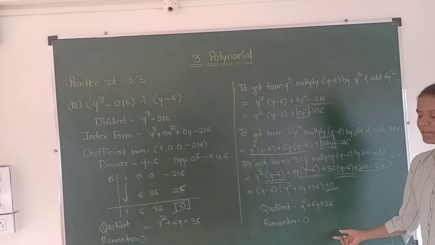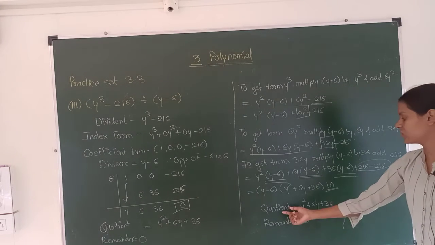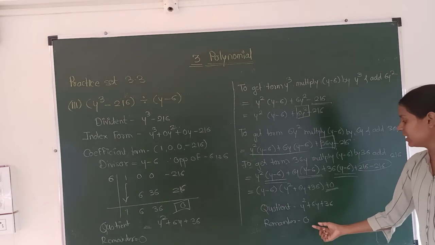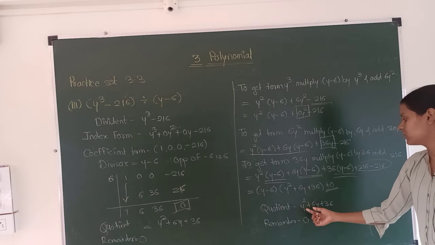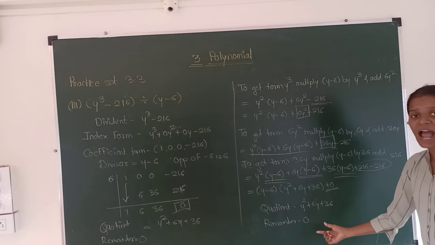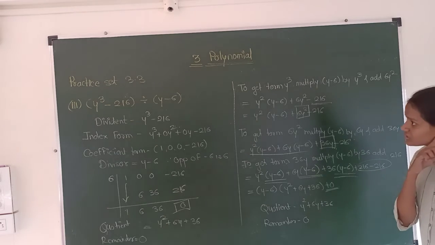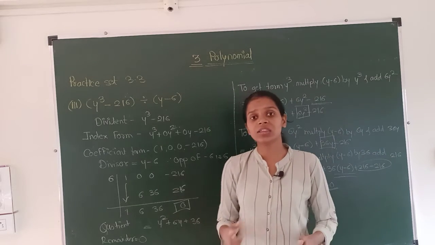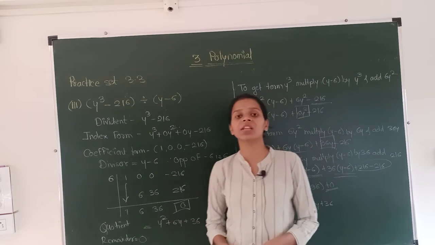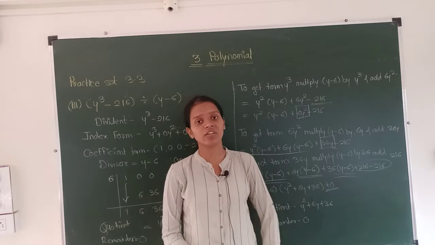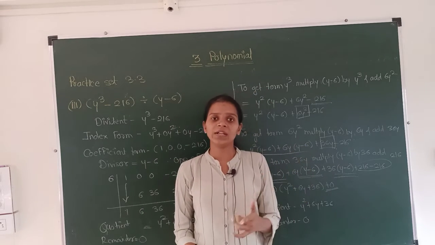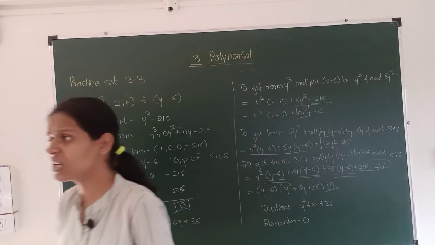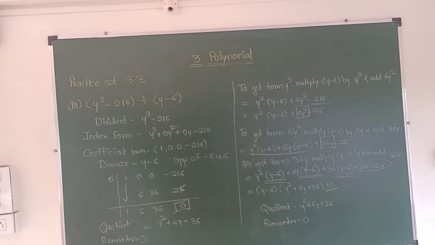So quotient is y raised to 2 plus 6y plus 36. We have to write the remainder and quotient separately. So the quotient of this division of polynomial by the linear method is y raised to 2 plus 6y plus 36 and the remainder is 0. This is practice set 3.3 question number 3. By both methods of division, this is the synthetic method of division and this is the linear method of division. Pause the video, copy it down, otherwise take a screenshot and then copy down. We will solve the next question after that.